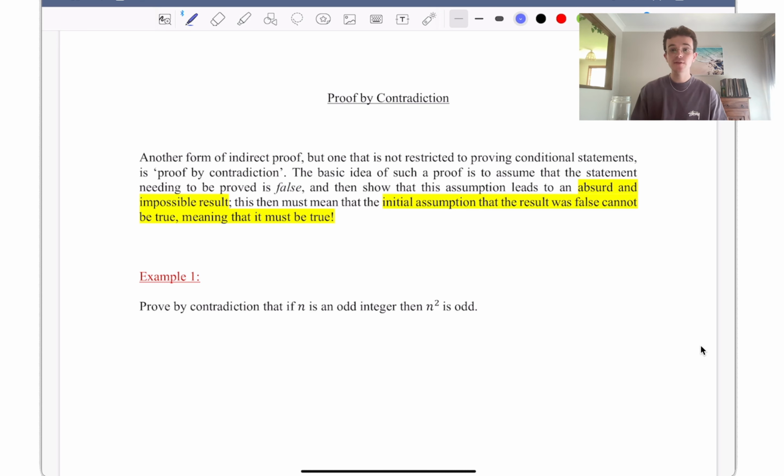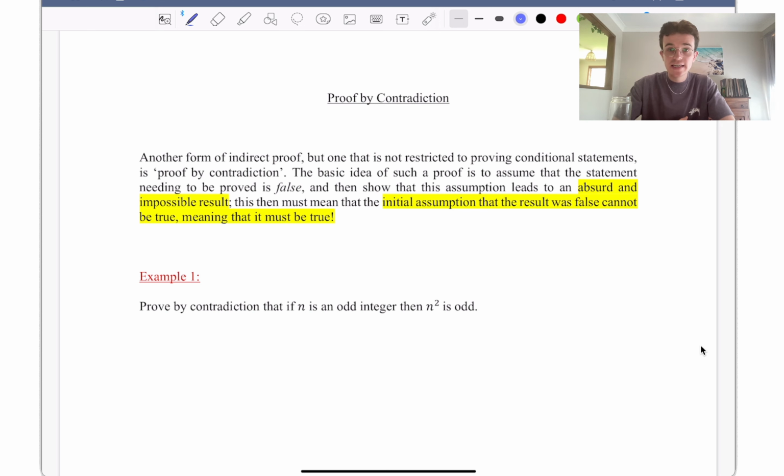Alright, today we're going to have a look at proof by contradiction. Now, proof by contradiction is one of my favourite methods of proof, and it sometimes can look a bit spooky and out there. It also introduces one of my favourite proofs ever, which is to prove that root 2 is irrational.